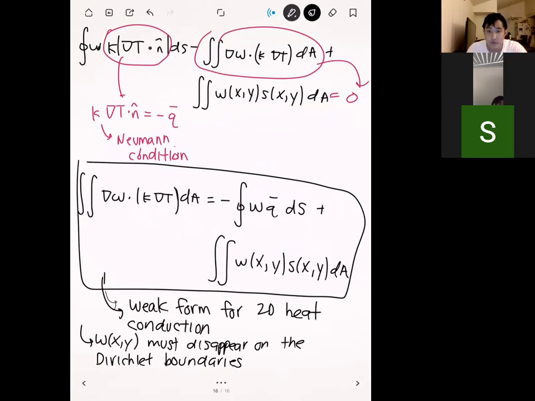Oh, there's a question. So the Q term, yes. On the Dirichlet boundary, the Q term is not going to be present as well. So this line integral, you're only going to evaluate on the Neumann boundary. Okay, so that's all we got time for today.